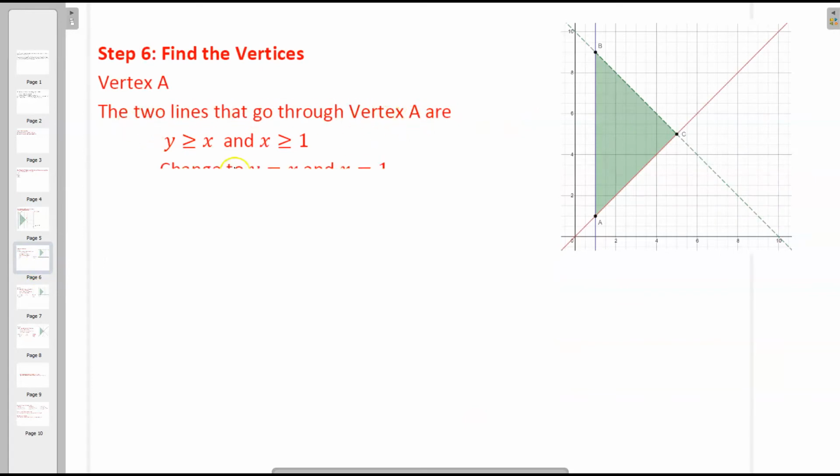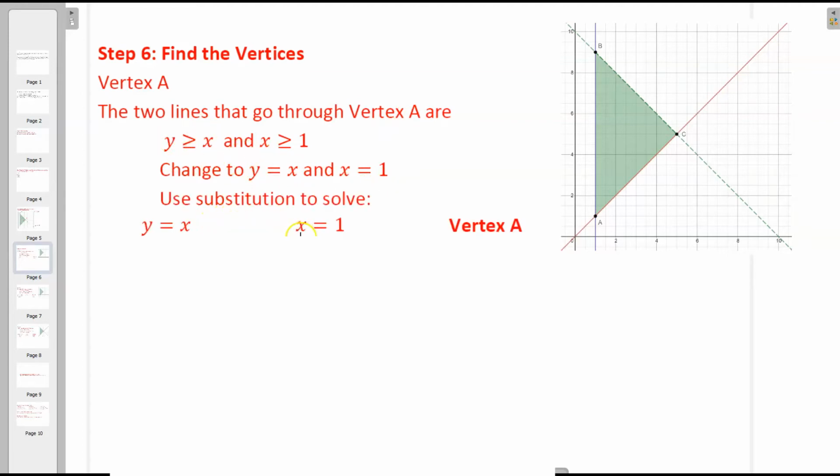We take the two lines, we change them into equal signs so that we've got equations rather than inequalities, and in this case we're going to use the substitution method to solve. So it's fairly straightforward to get vertex A is 1, 1.